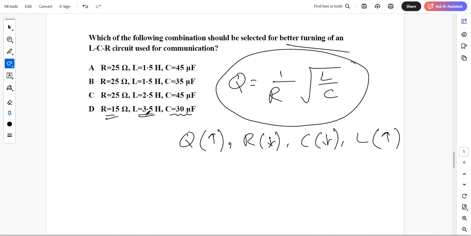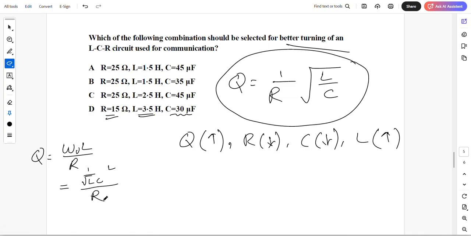Now let us see how we got this formula. From where did we get this formula? Q is equal to 1 by R square root of L by C. We know that quality factor Q is equal to omega naught L by R. From here you can write, how much is omega naught? 1 by root of LC, into L by R.